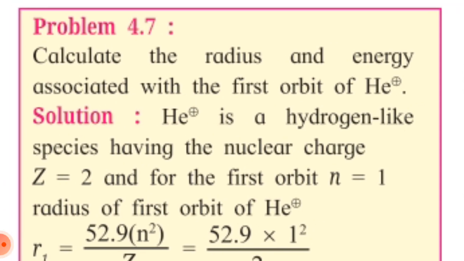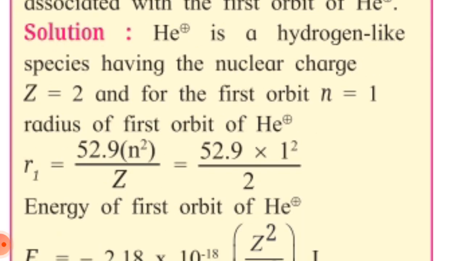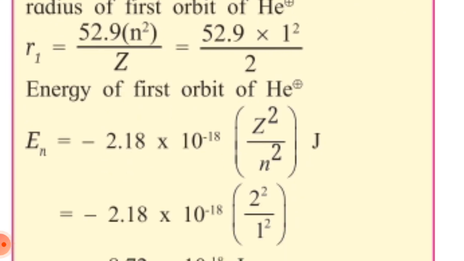Problem 4.7. Calculate the radius and energy associated with the first orbit of helium plus. Solution. Helium plus is a hydrogen-like species having the nuclear charge Z equal to 2, and for the first orbit n is equal to 1. Radius of the first orbit of helium plus, R1, is equal to 52.9 n square upon Z, which is equal to 52.9 multiplied by 1 square upon 2.